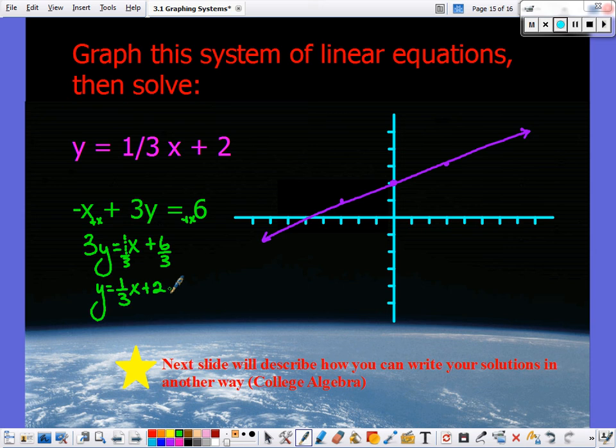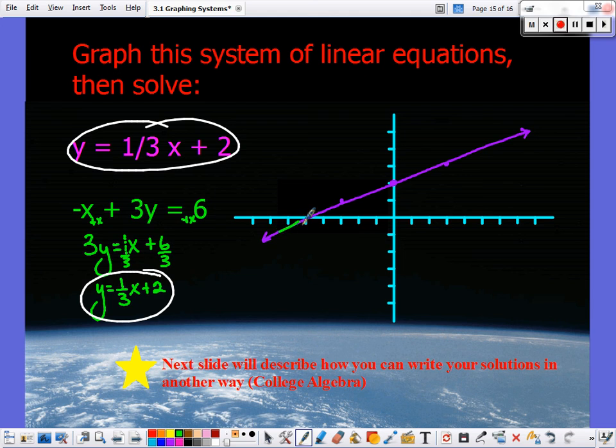Wait a minute, that looks awfully familiar. Yeah, it should. You see how they're the exact same equation? So when I graph the green one, it's going to be exactly right on top of the purple one. So what we have is the exact same equation twice. Didn't look like it when we started, but it was. So we have an infinite number of solutions, but that doesn't tell me what the solution is.